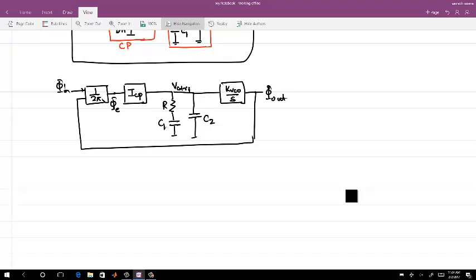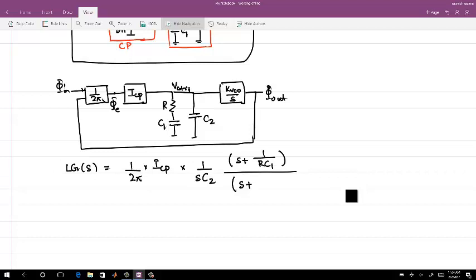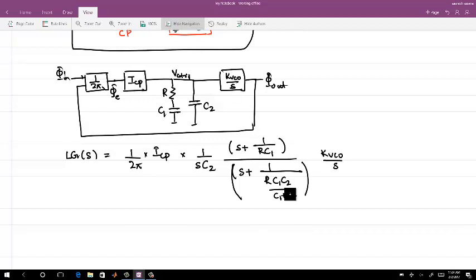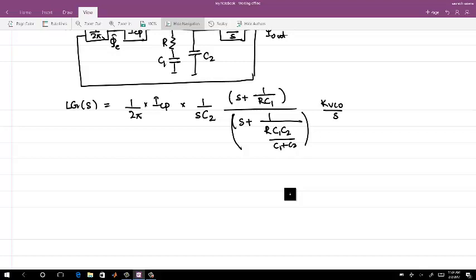So now the loop gain of this PLL is 1 over 2 pi into ICP, and if you find the total impedance for this loop filter, it will be 1 over S C2 into (S plus 1 by R C1) over (S plus 1 by R C1 C2 by C1 plus C2), times KVCO over S. Okay, which can be just clubbed together: ICP KVCO by 2 pi into S square C2, (S plus omega Z) over (S plus omega P3).